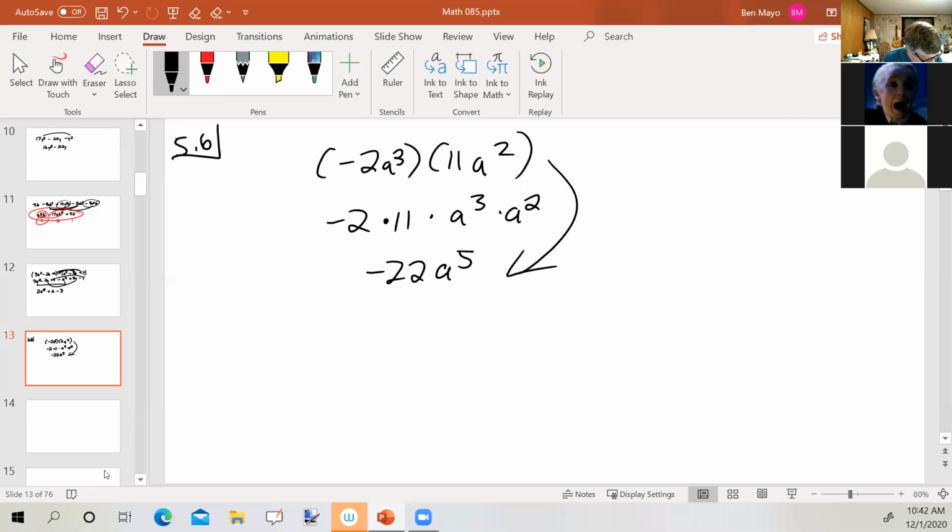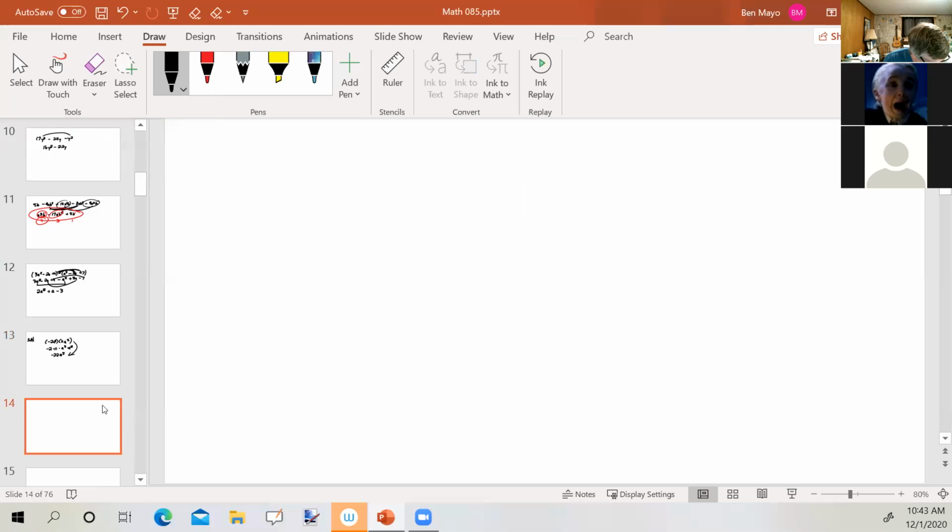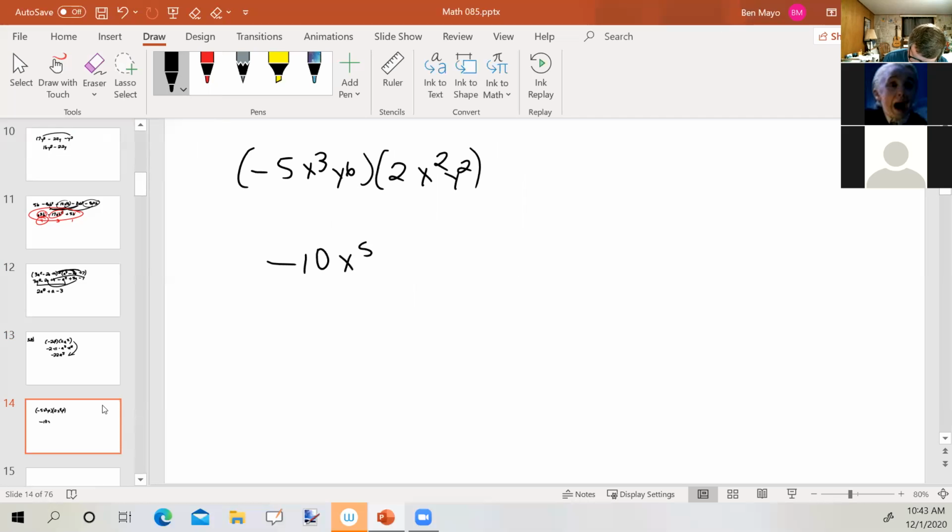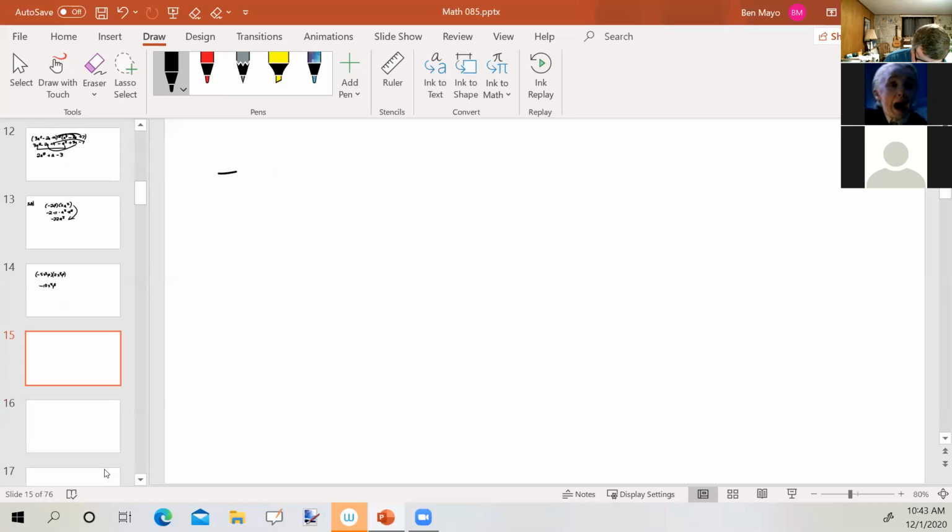All right. If we have, let's see here, negative 5 x cubed y to the 6th power times 2x squared y squared, that would be negative 10 x to the 5th y to the 8th power. Any questions about that? Okay, let's say we're multiplying a monomial by a polynomial.